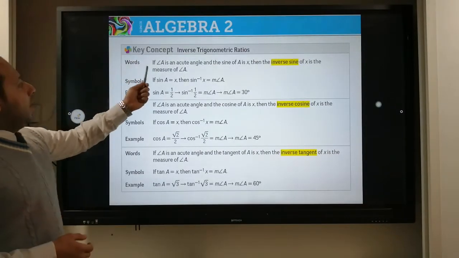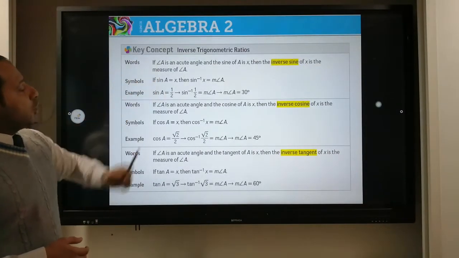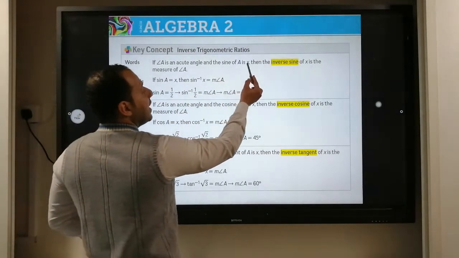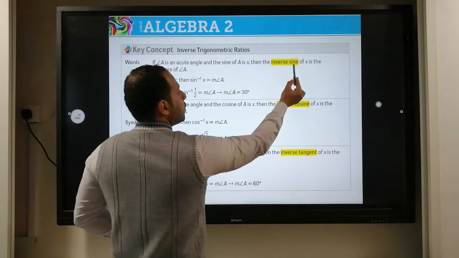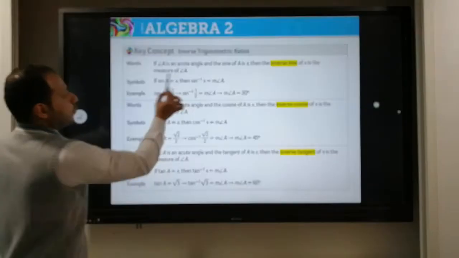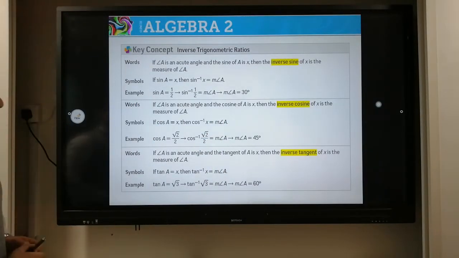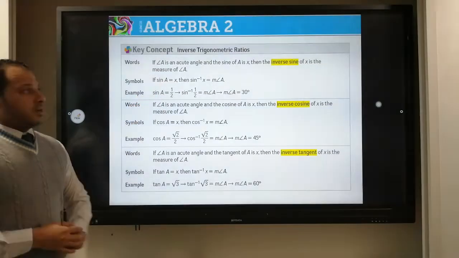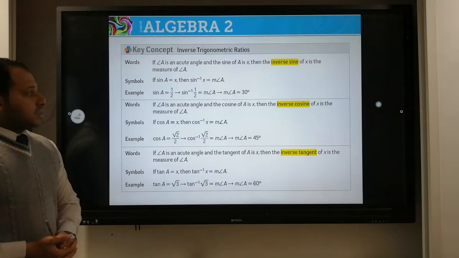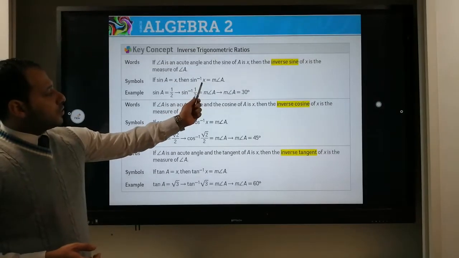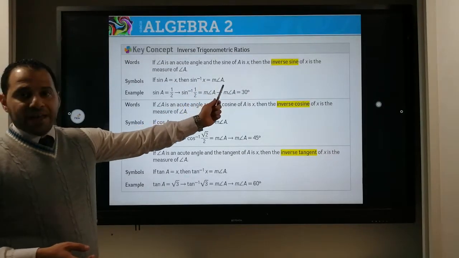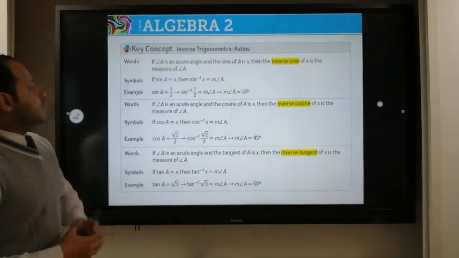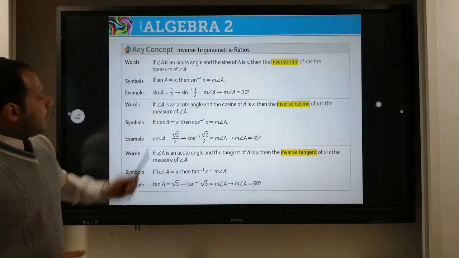If angle A is an acute angle and sine A is x, then the inverse of sine x is the measure of angle A. By the symbols, if we have sine A equal to x, then sine inverse of x equals the measure of angle A. Let's start with an example.